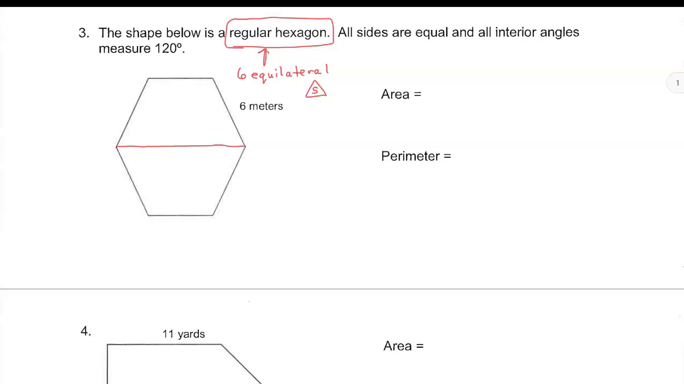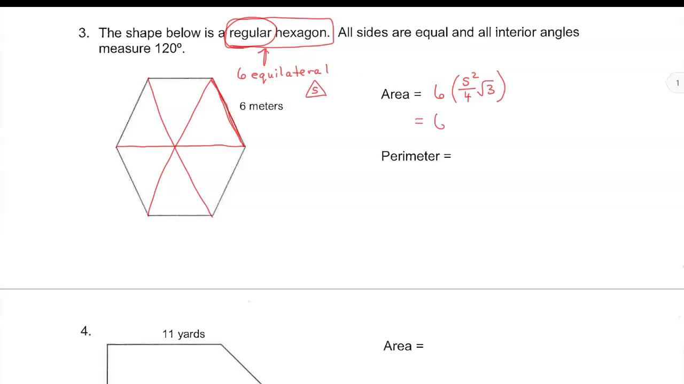So if I continue to draw in diagonals, you'll see I have 6 triangles, and I'm letting you know that those 6 triangles are equilateral. We know already that the side of one of the equilateral triangles is 6. So that means the side of all of them are 6 because this is a regular hexagon. I'm going to set up the area for this regular hexagon as 6 times the area of an equilateral triangle. And remember, the area of an equilateral triangle is side squared over 4 root 3.